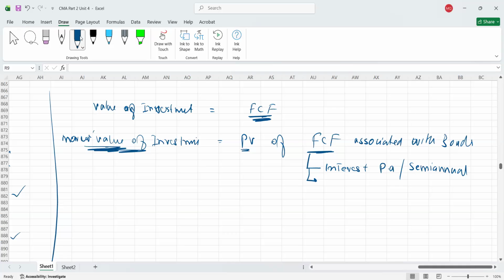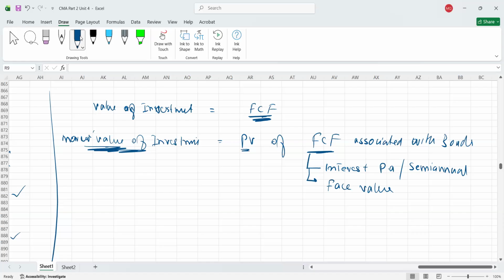Second is what? The face value. Because at the end, the company will return the money back to the investors. We will return money to the investors at the end. So that's the face value which we will return. We assume we return face value.